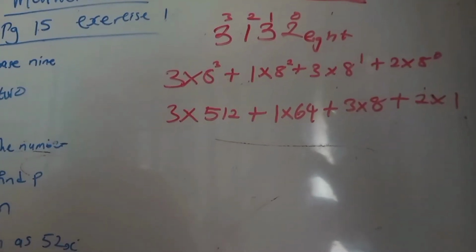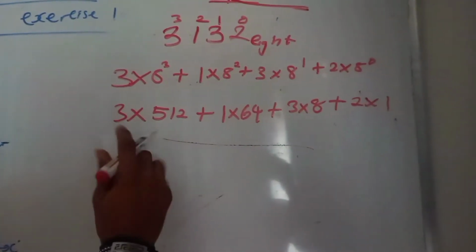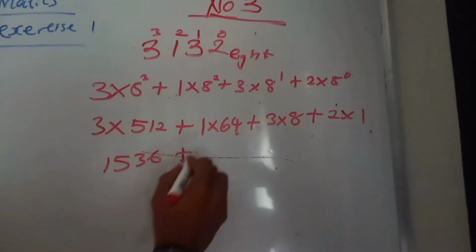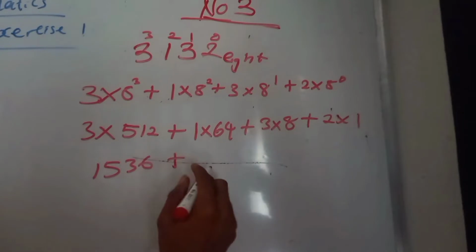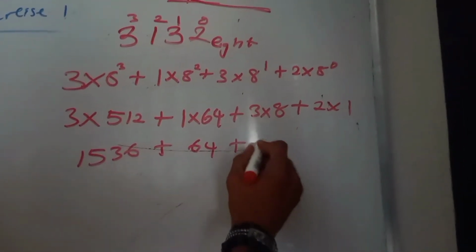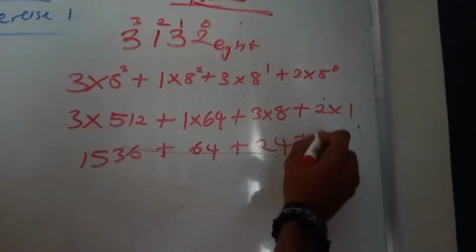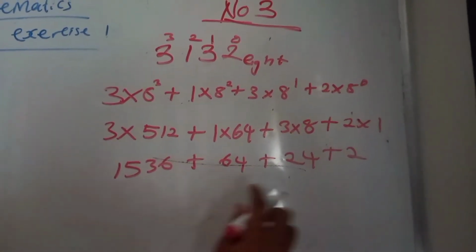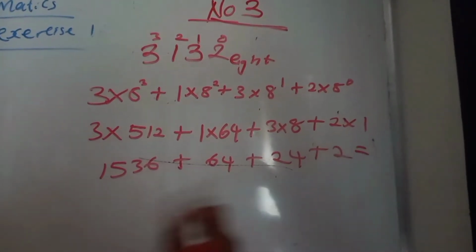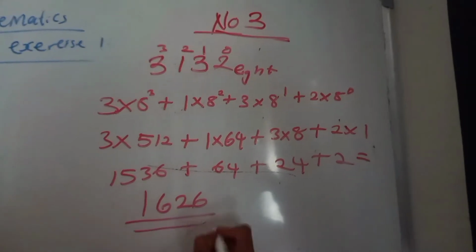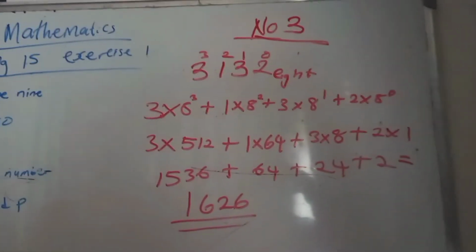Now we continue to see that 3 times 512 is 1536, plus 1 times 64 is 64, plus 3 times 8 is 24, plus 2. Then add all together. What do you get? You have 1626. That is 1626.